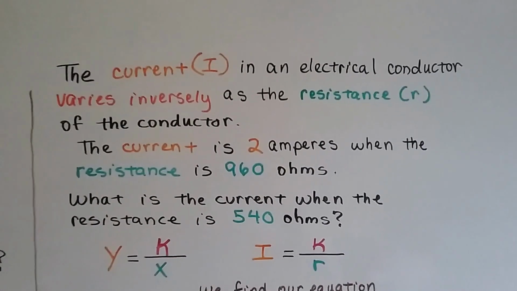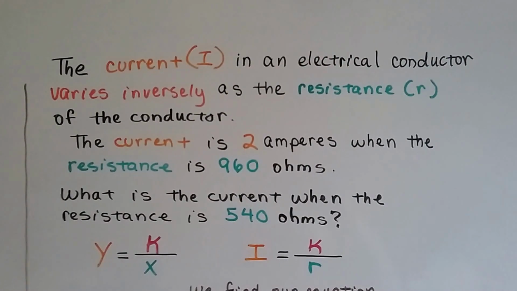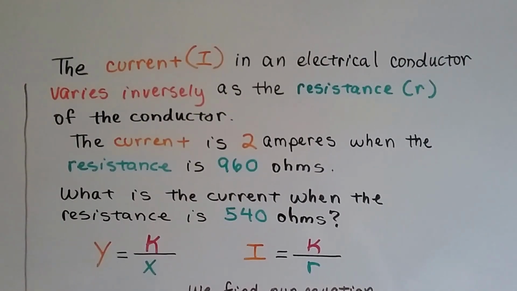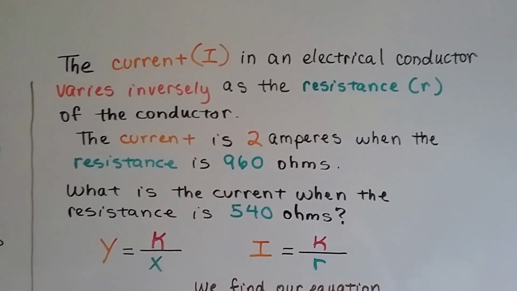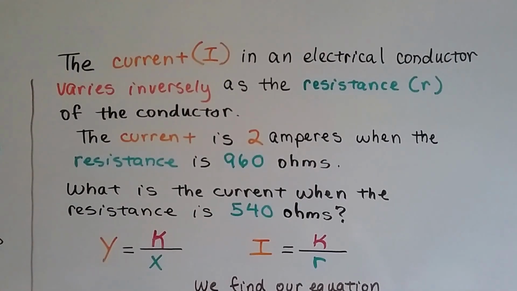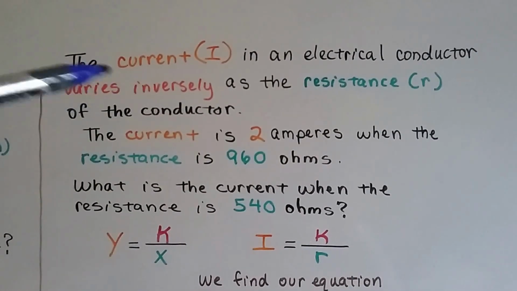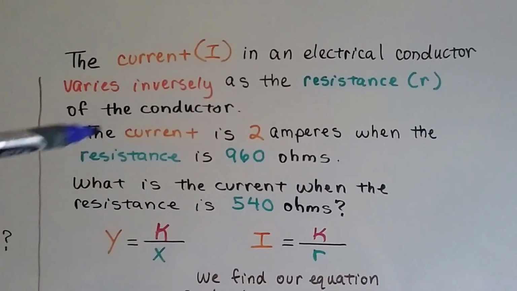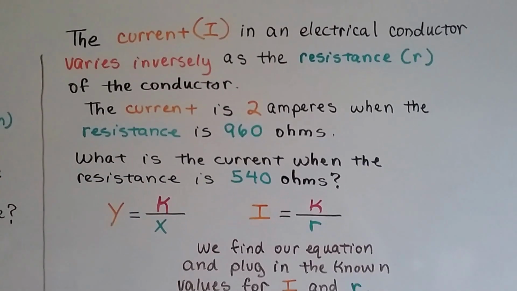So here's one about electricity. The current I in an electrical conductor varies inversely as the resistance R of the conductor. The current is 2 amperes when the resistance is 960 ohms. What's the current when the resistance is 540 ohms? So we're going to take the information that it gave us here, and we're going to use it to find k. We're going to plug in that value and find it for the 540.